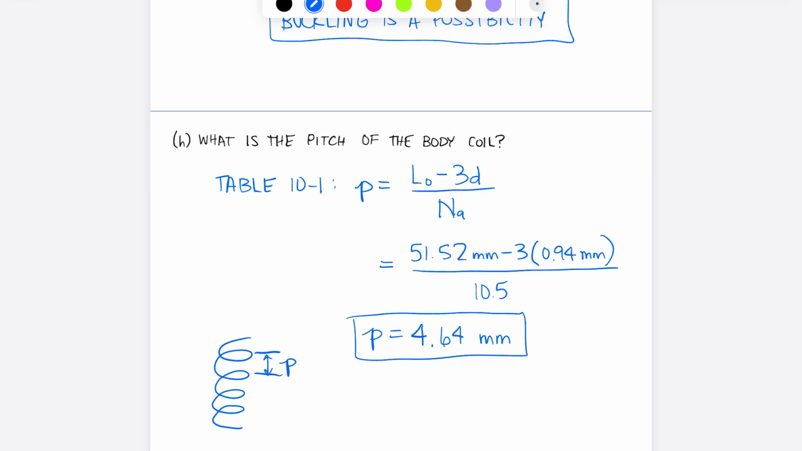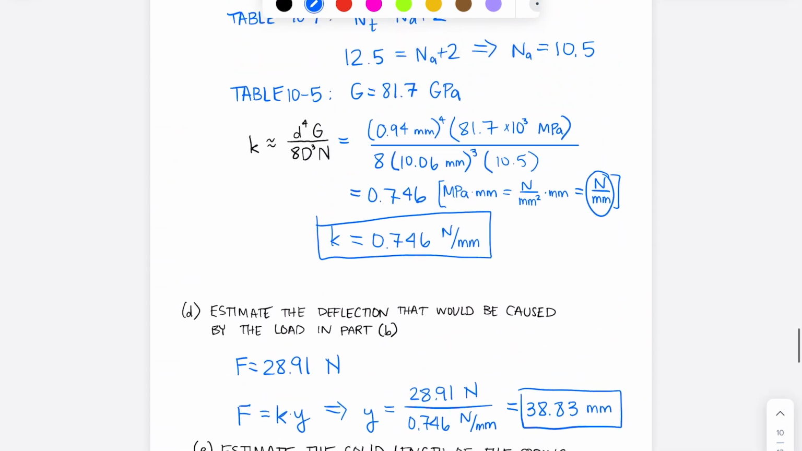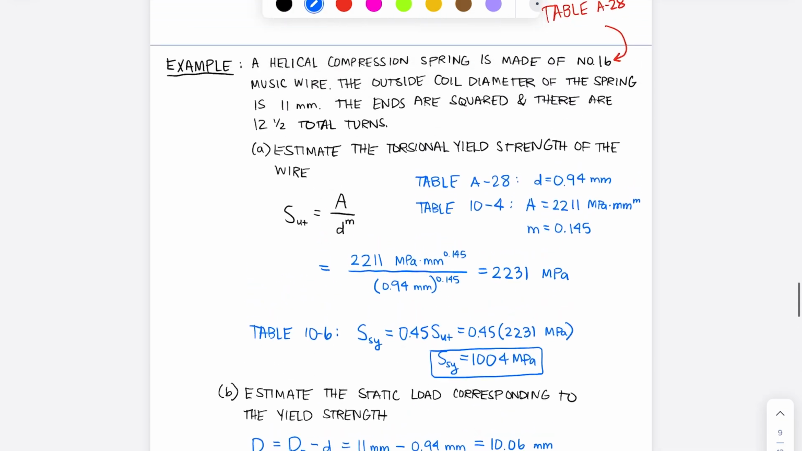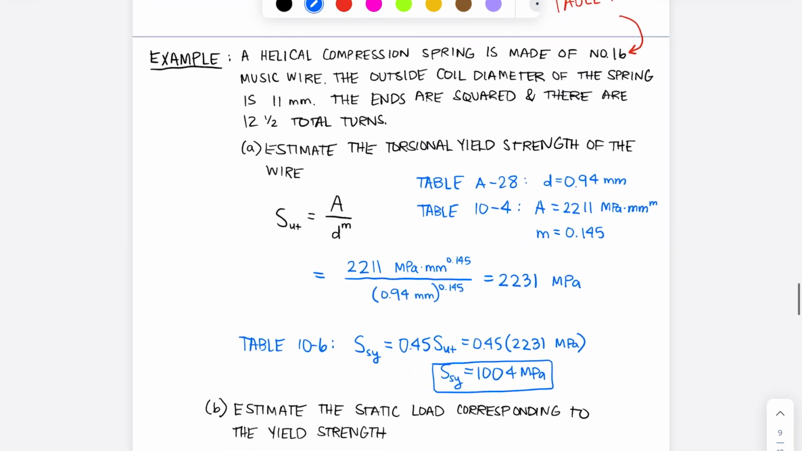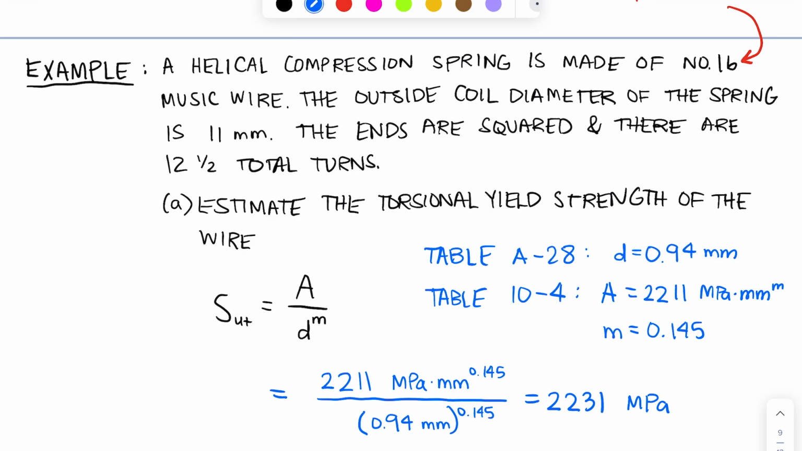All right, so that is a full example problem using pretty much everything we've learned about springs so far. This is very similar to a problem that I might use on our next in-class quiz, so I encourage you to try this one out, make sure that you understand it. Let me know if you have any questions. And otherwise, thank you for watching and hope to see you in the next one.